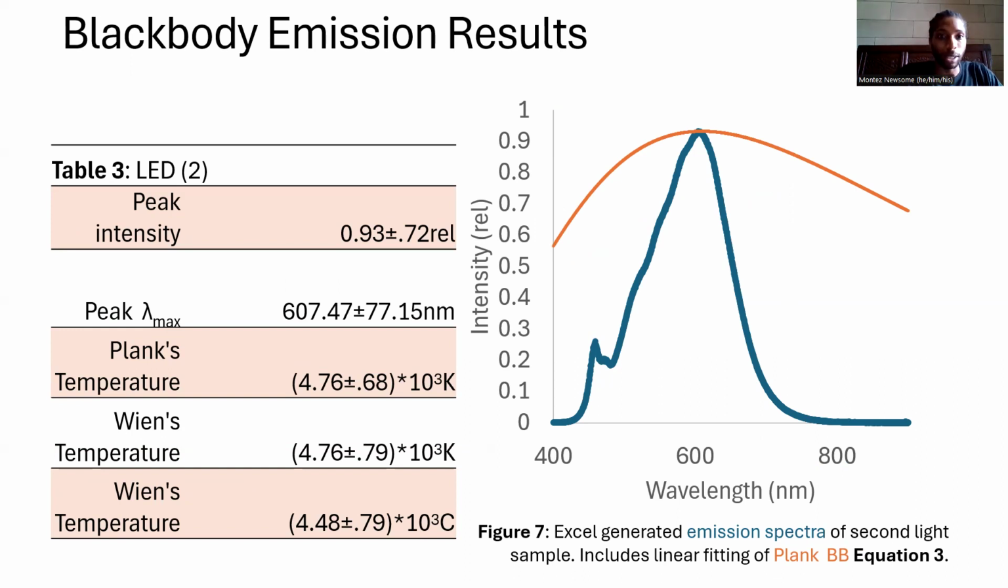Now the peak intensity here was 9.3 plus or minus 1.7 relative. The peak wavelength max was 607.47 plus or minus 7.5 nanometers. And as you can see, the blue curve is the emission spectrum. The orange curve is the Planck blackbody intensity dependent upon the wavelength.